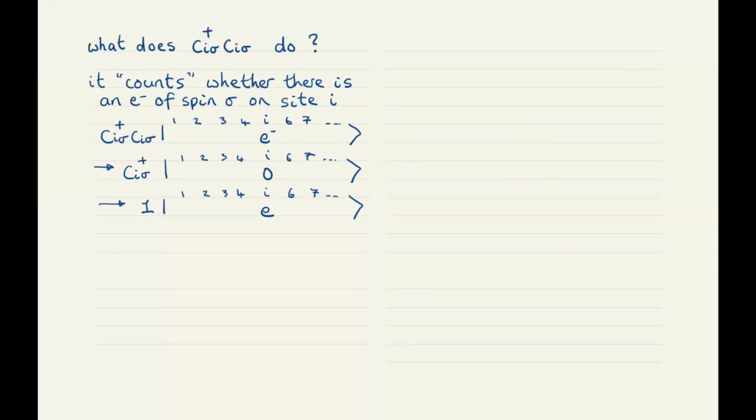So because of this property of counting, we call this operator the number operator. And it's usually written as n sub I sigma is equal to C sub I sigma dagger C sub I sigma.